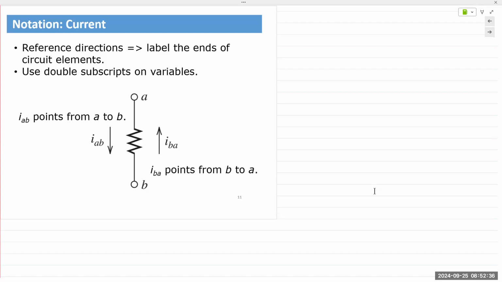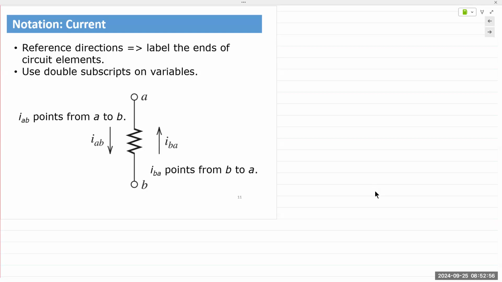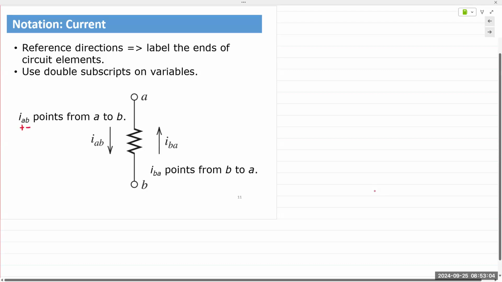All right. So the notations we will use going forward, I just want to do a brief recap. You have currents, you have voltages, you have single subscript notation, and you have double subscript notation. Reference directions and voltage polarities you're all familiar with. If you have two subscripts on a current or a voltage quantity, then it points from the first to the second.